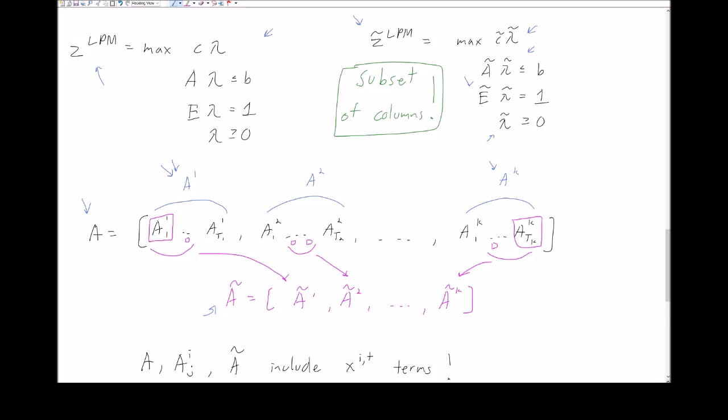If we expand out each one of these A's, we're going to see a large collection of columns. We're going to focus on A1. A1 contains capital T1 columns. Remember, capital T1 is the number of feasible solutions in capital X1. There's one column associated with each feasible point inside of capital X1, and so we have capital T1 columns. The same is true for all the other A's. A2 has capital T2 columns, and capital AK has capital TK columns.